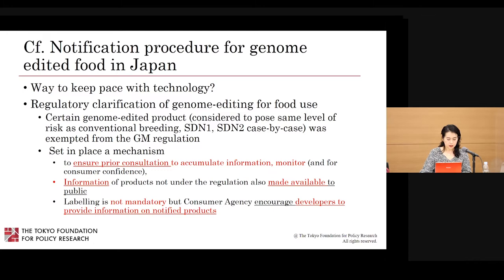However, at the same time, Ministry of Health set in place a mechanism to ensure the prior consultation to accumulate information and monitor, and for consumer confidence. And information of product not under the regulation is also made available to public. Furthermore, labeling is not mandatory, but consumer agency encouraged developers to provide information on notified products. I think no other countries take such approach for labeling for exempted product.